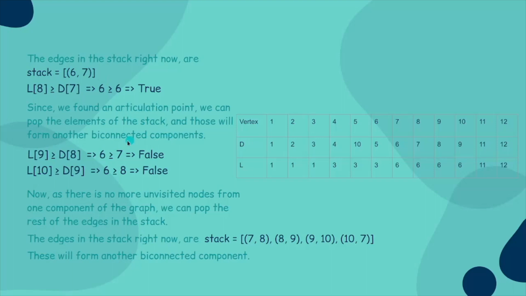And we also got another biconnected component here. For nodes 8 and 9, we can clearly see that these two are false for the formula, and now there are no more unvisited nodes from this connected component. We can pop the rest of the edges in the stack. The edges right now in the stack are 7, 8, 8, 9, 9, 10, and 10, 7. These will form another biconnected component.